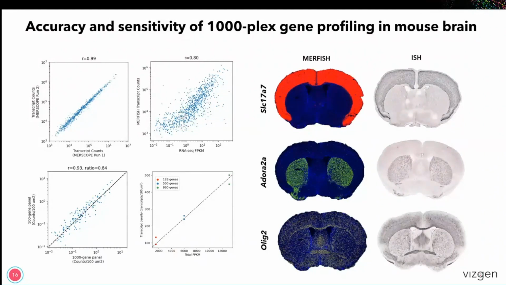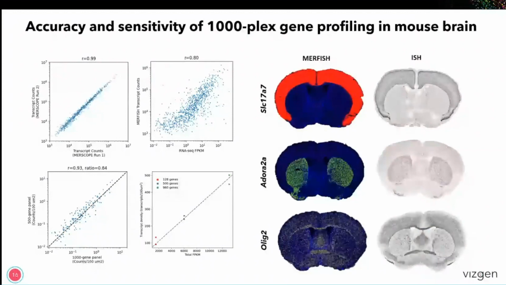To assess the detection efficiency, we compared the count number of the 1000-plex gene panel with the 500-plex gene panel, which have around 200 genes overlap. Again, you can see a very good linear relationship, and the ratio of counts for corresponding genes is also very similar, demonstrating a minor decrease in sensitivity when doubling the gene panel size.